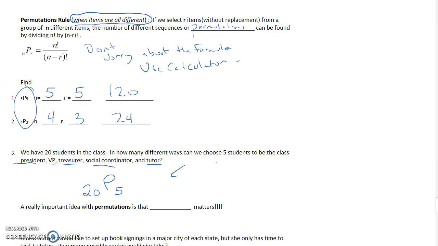Now I just want to talk about this. Order here matters because we are assigning roles, right? When we assign roles, if I switch the president and the vice president up, that's a different arrangement, right? So this is why we consider this a permutation as opposed to what we're going to study in a little bit, which is called a combination. So 20P5, let's go figure that out in the calculator.